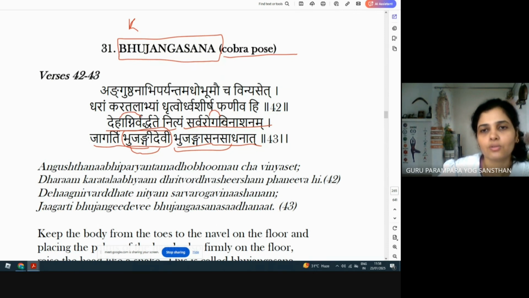So the process is the same as what we do today. You have to raise your back, hands on the floor, same. Mark these three things, they are very important.